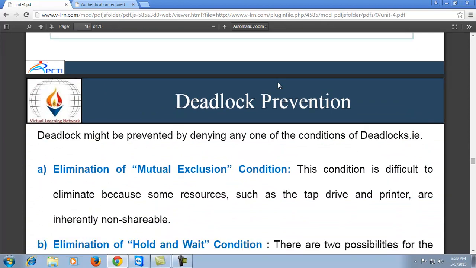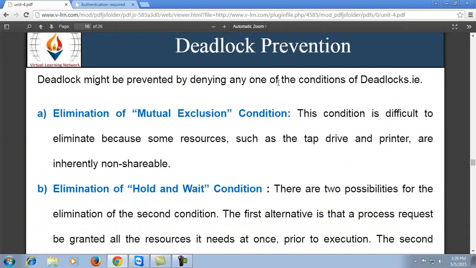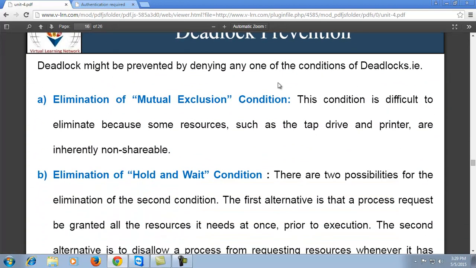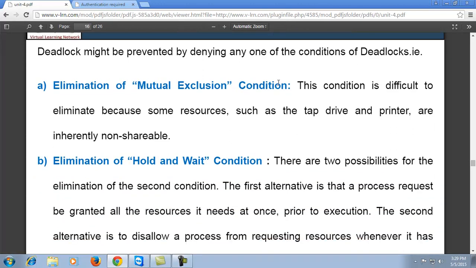Next topic is deadlock prevention. Deadlock might be prevented by denying any one of the conditions of deadlock. First is elimination of the mutual exclusion condition. This condition is difficult to eliminate because some resources such as the tape drive and printer are inherently non-shareable.